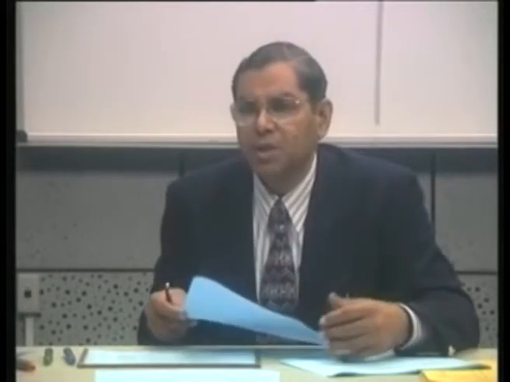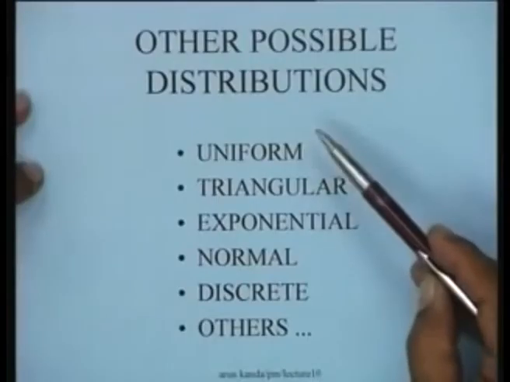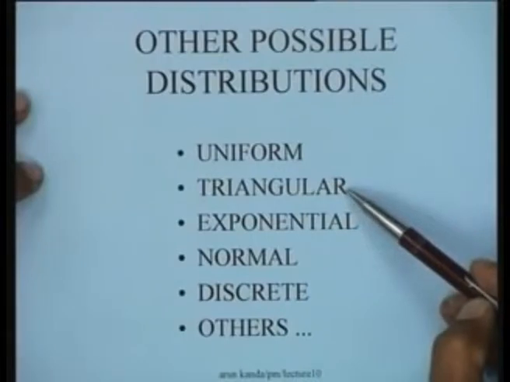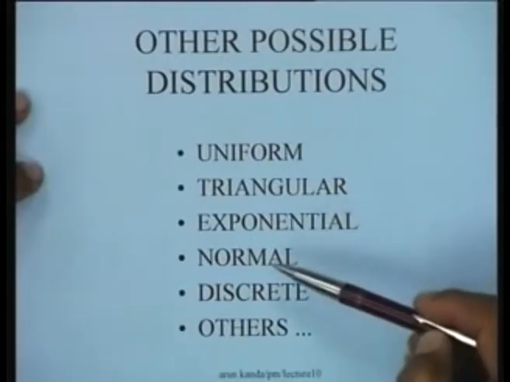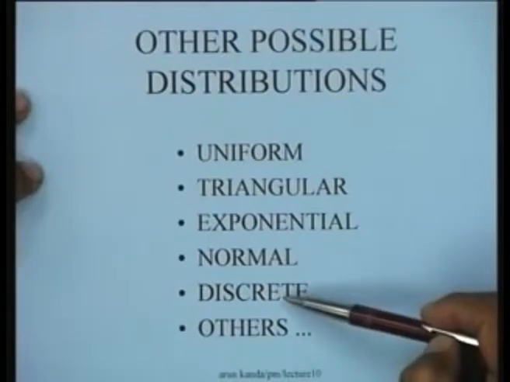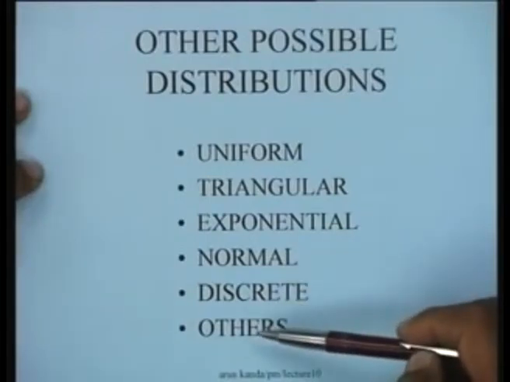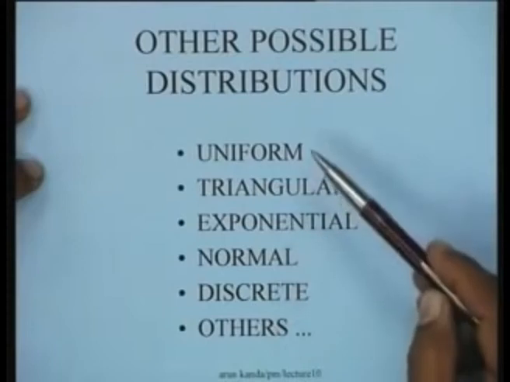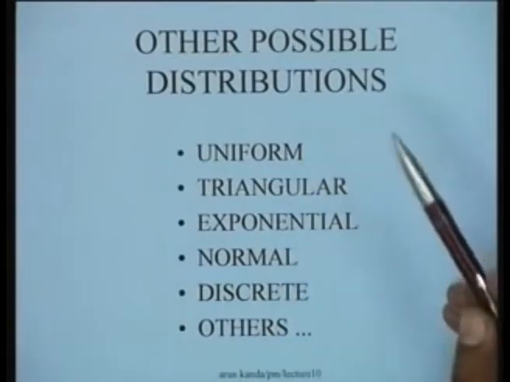However, I would like to point out here that there are other distributions, and in fact you could use any possible distribution for activity times. Here are some instances of other possible distributions for activity times. One could use a uniform distribution, or a triangular distribution, or an exponential distribution, or a normal distribution, or a discrete distribution, or from the many other distributions which are available, you could select any distribution and use that as a distribution for the activity times. In fact, this can be done very easily.